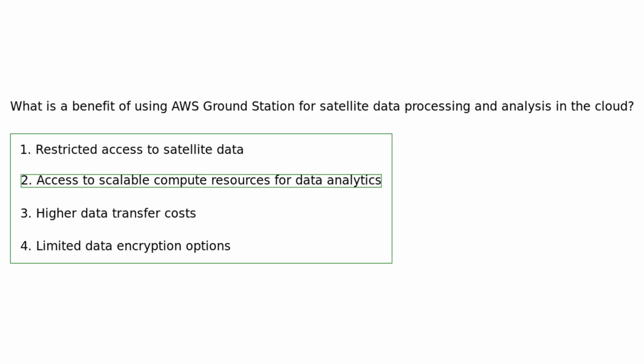One benefit of using AWS Ground Station for satellite data processing and analysis in the cloud is the access to scalable compute resources for data analytics, allowing customers to leverage cloud resources for advanced data processing and analysis.